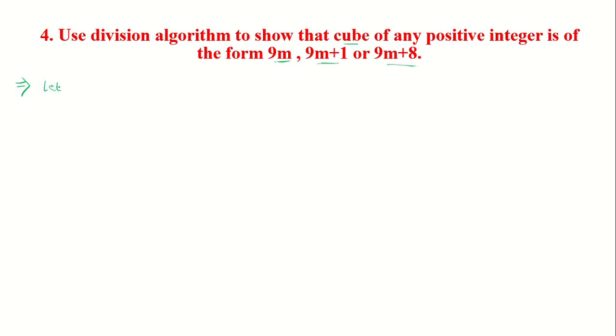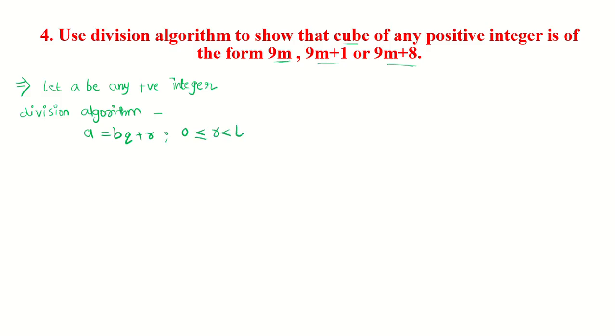First, let a be any positive integer. That is the first step, we define it. Next, what will we define? By using division algorithm, what equation do we have? Division algorithm is a equals bq plus r with the condition 0 is less than or equal to r, r is less than b.